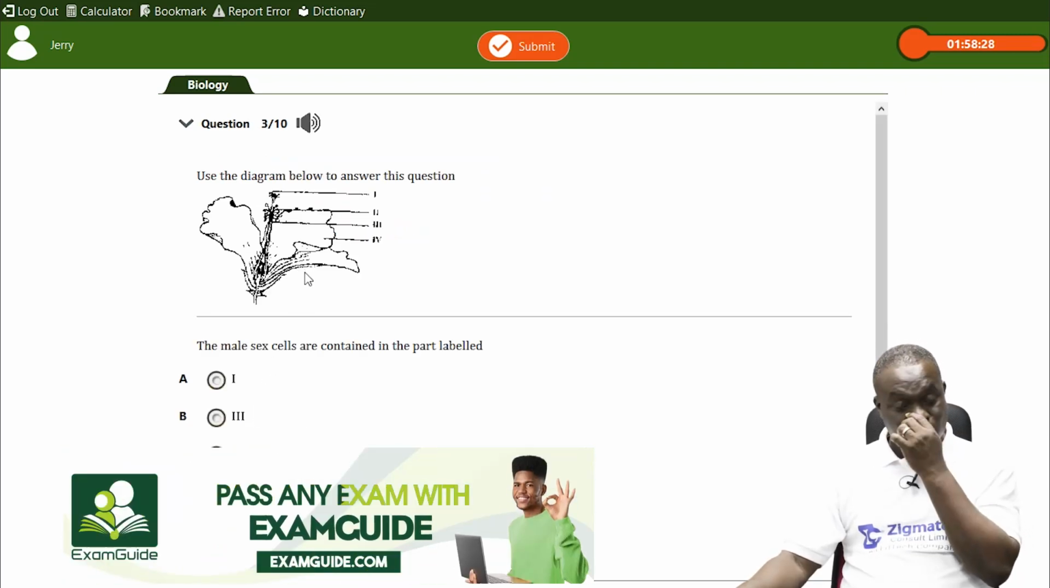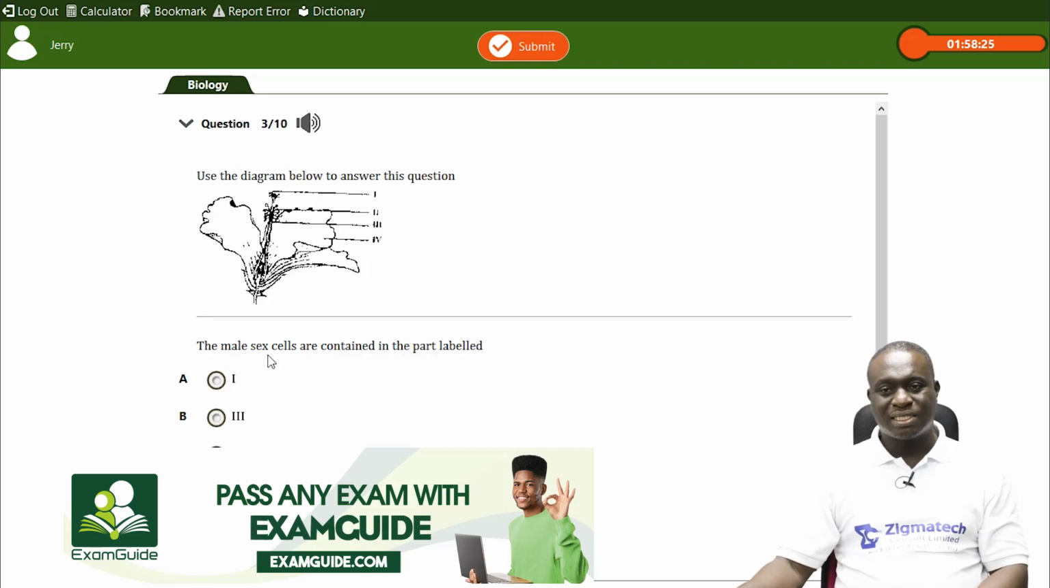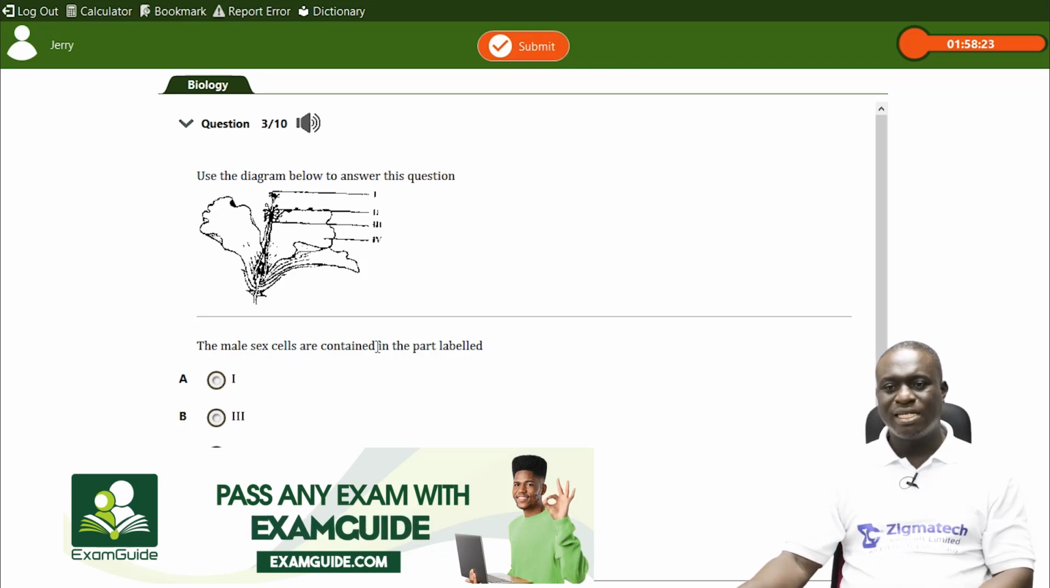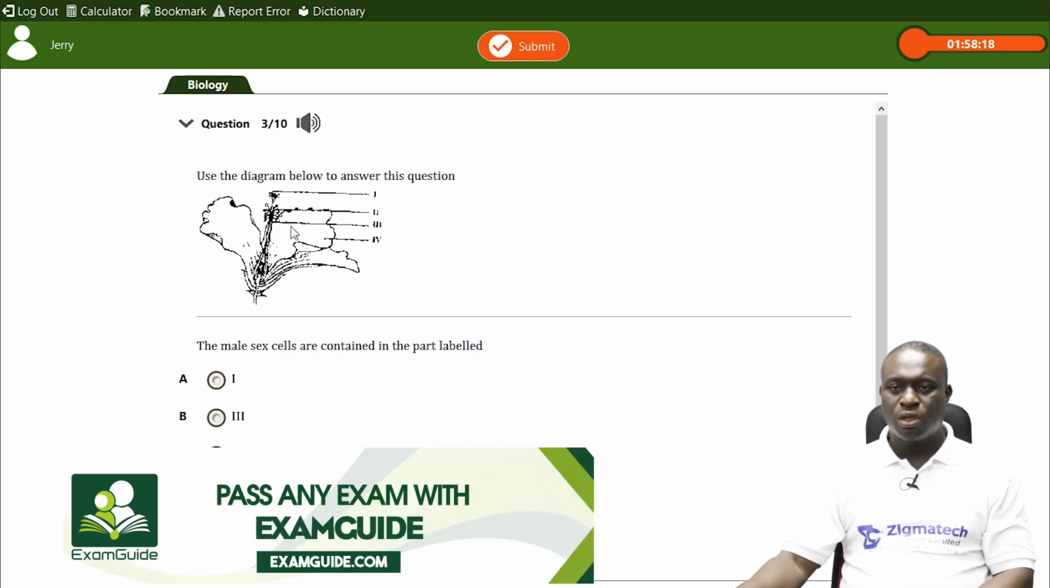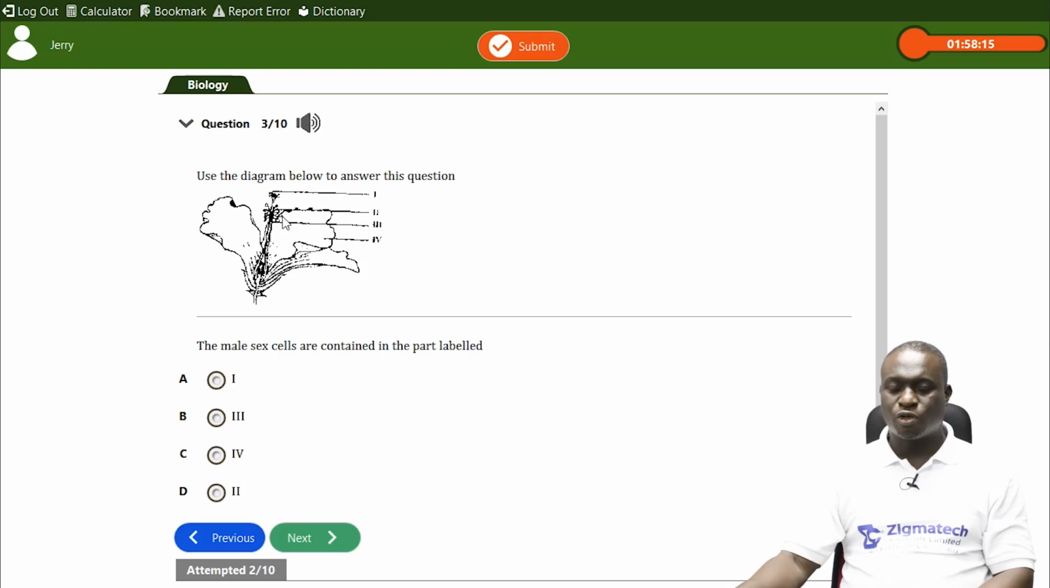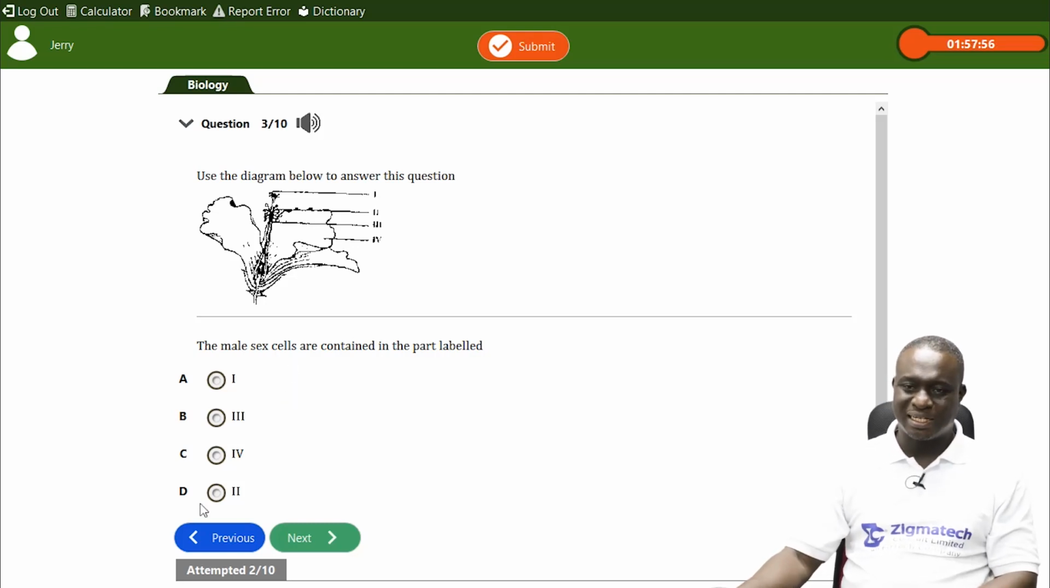Number 3, that's a structure of a flower. Now they said the male sex cells are contained in the part labeled. If you look at 2 closely, you will discover that the arrow 2 is actually pointing to the anther. So the male sex cell, which is pollen grains in flowering plants, is located at the anther. So for me, the answer is option D.